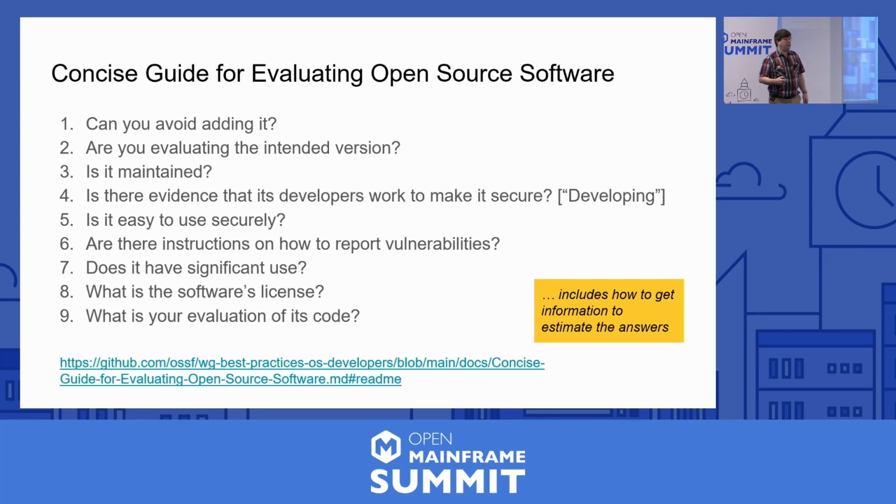How do you evaluate open source software? Before you bring it in, or it's already in, but you're trying to do some risk management. So there's this concise guide that tries to help you figure out what questions you should ask, and although I'm not showing here some more detail about how you could estimate the answers to those questions, the URLs are there on the bottom. Step one, do you have to add it at all? If you've already got the code for that, why don't you just use it instead of adding yet another package? Are you evaluating the intended version? I mentioned things like typosquatting and so on.